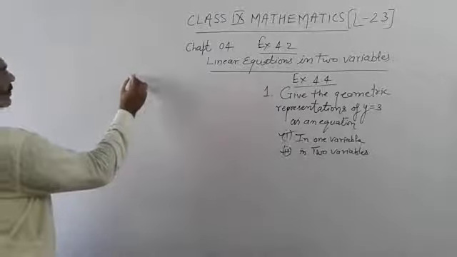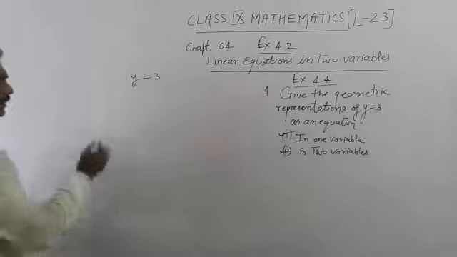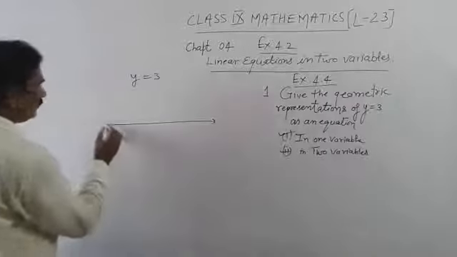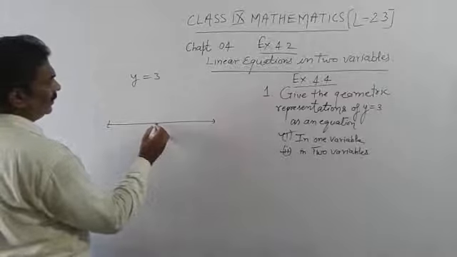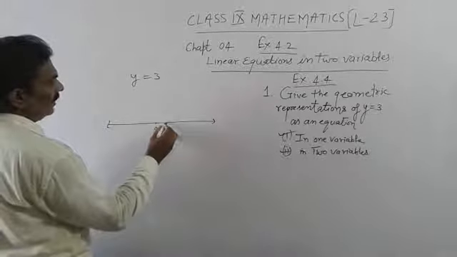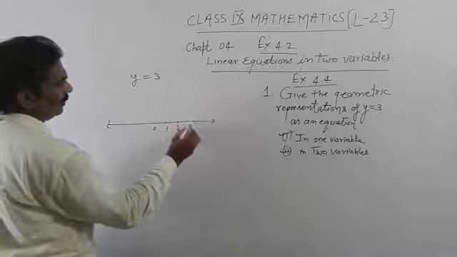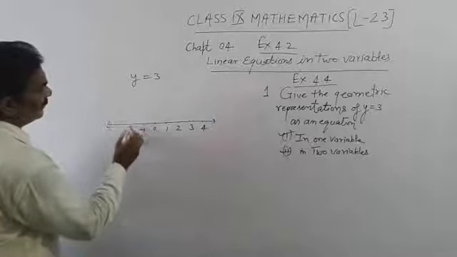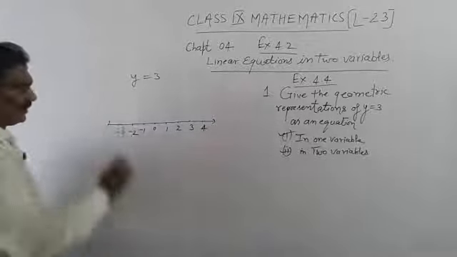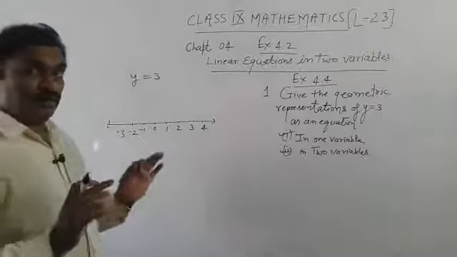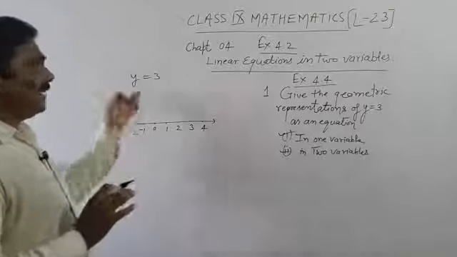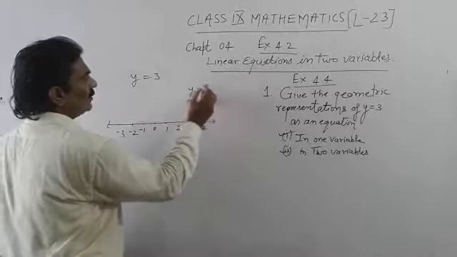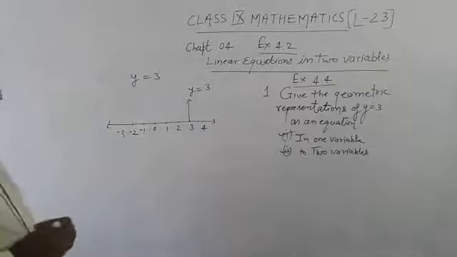So we have y = 3. As you know, we often draw a real number line. So this is a line, and we take 0 here and 1, 2, 3, 4 etc. On the left side we take negatives: -1, -2, -3 etc. And this is the one variable representation of y = 3. Y is positive here, so positive means here this is y = 3.